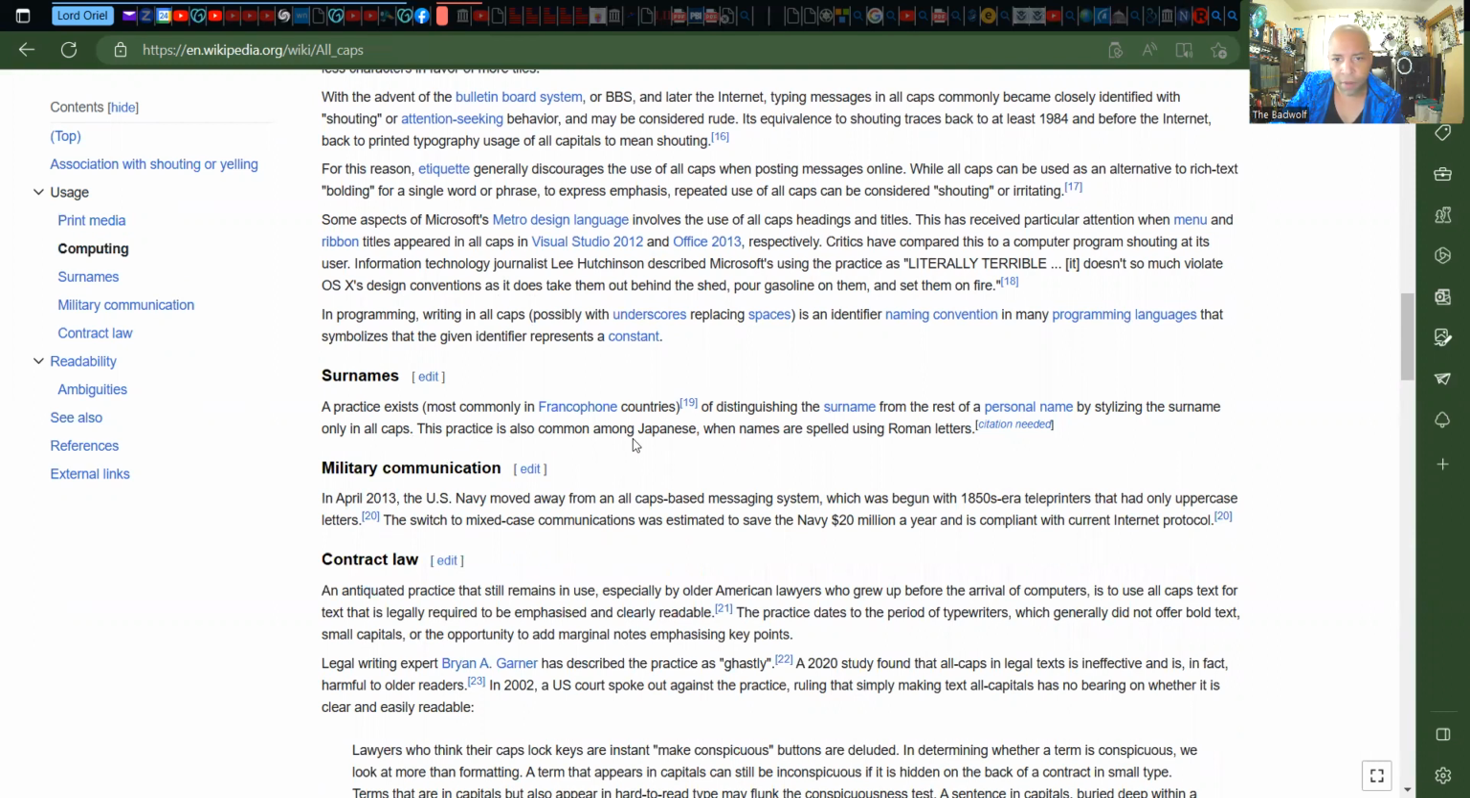This practice is common among Japanese when names are spelled using Roman letters. Once again, the Roman birthplace of the all caps. It's a slave name. Once you've been kidnapped and taken, it is your slave name. It means you are civil, was it civilis? Civil mortuus, civilly dead. You are a prisoner of war. You are dead. You are an entity. It also represents a non-living entity as a business.